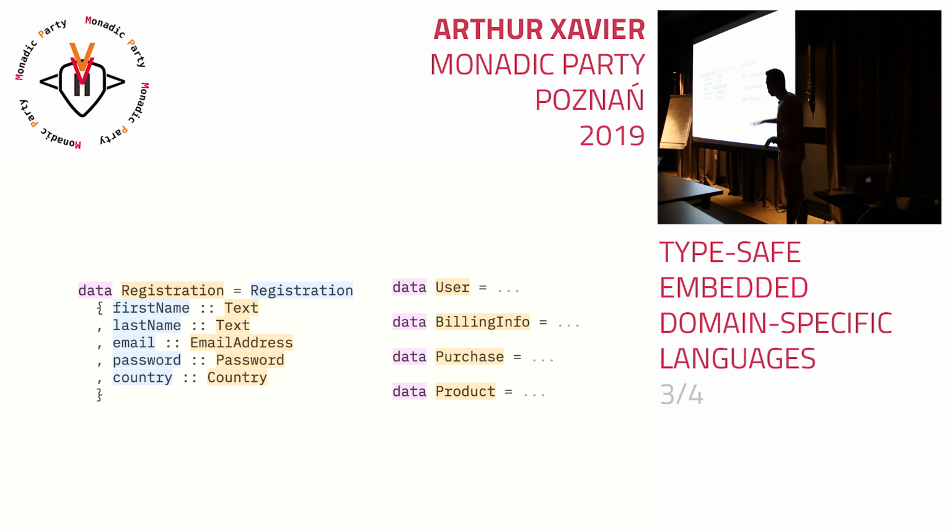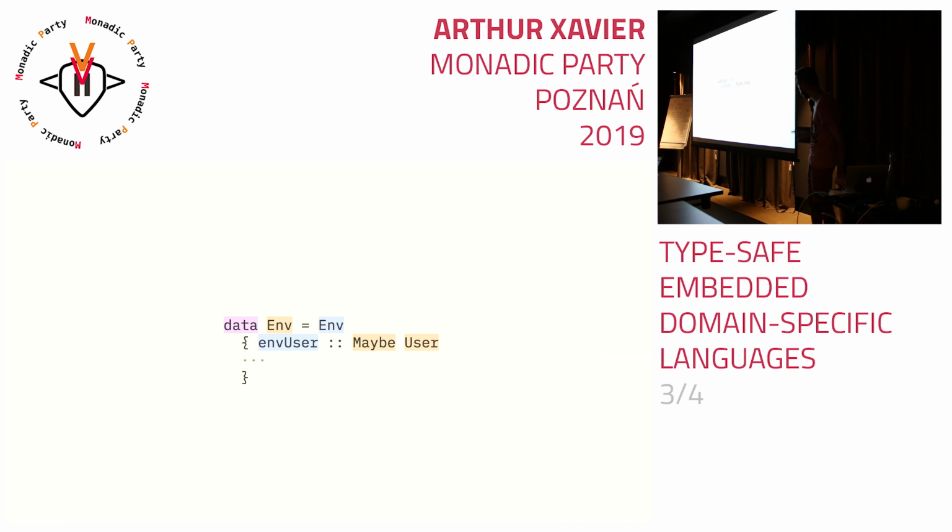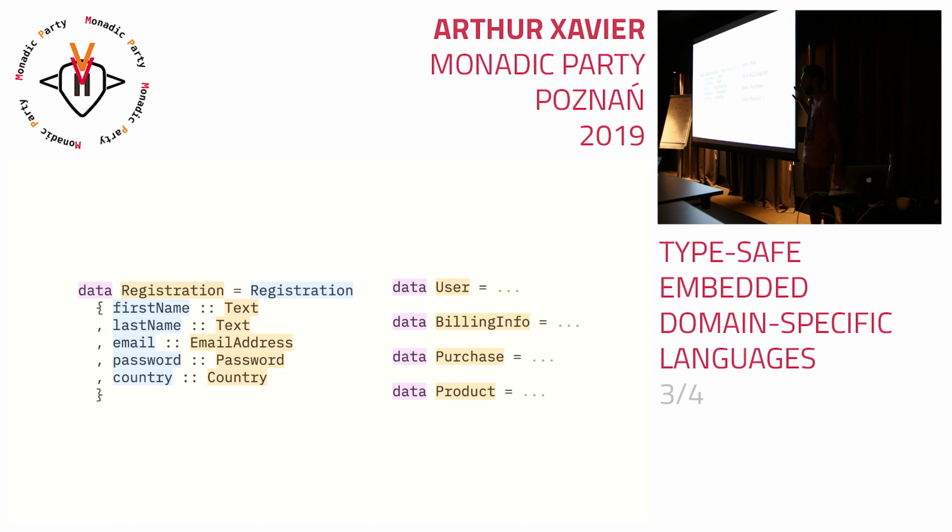So suppose we have this domain, right? We have a data type defining our registration, a data type defining user, billing info, purchase, and product. You can think of these as whatever you want. These are not very important. Just make sure that these exist.